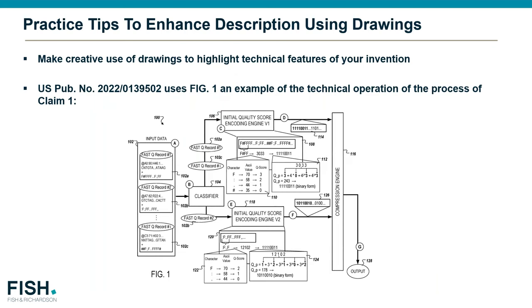abstract. And when you pair it with your specification support that describes the technological improvement, and the claims that claim the practical application and technological improvement and bring it to a conclusion, you create a very powerful package to argue against the deficiencies that were cited in the Stanford case. Next slide, please.